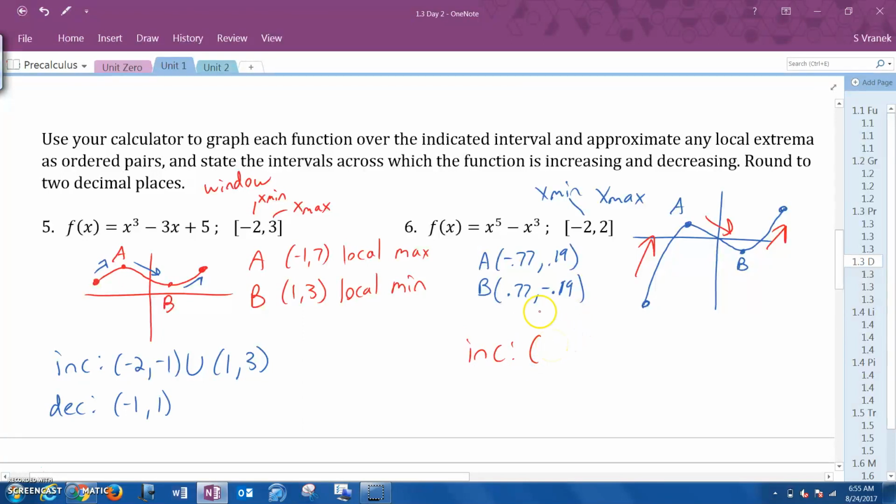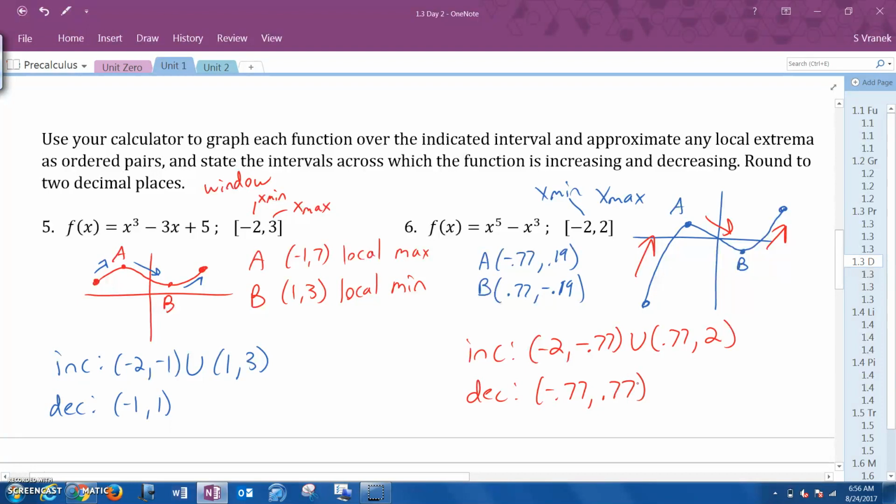For increasing, it starts at -2 because that's where our window starts, and goes up to point A, which has an x value of -0.77. And then we union that with point B, which starts at 0.77 for x, and we end the graph at 2. So those are both our intervals that are increasing. For decreasing, there's just one interval between A and B, so between these two x values. So we have -0.77 up to 0.77.